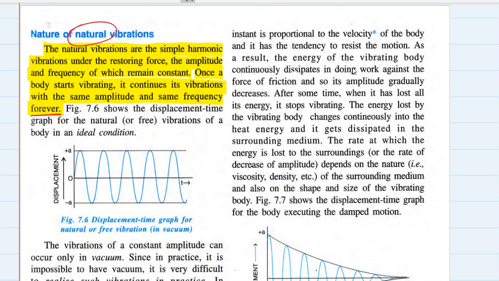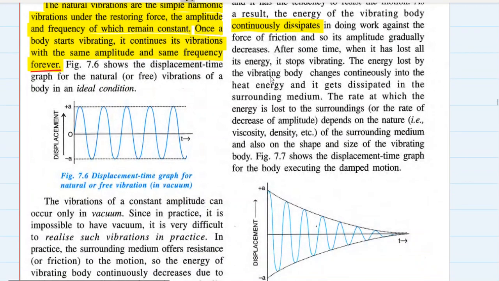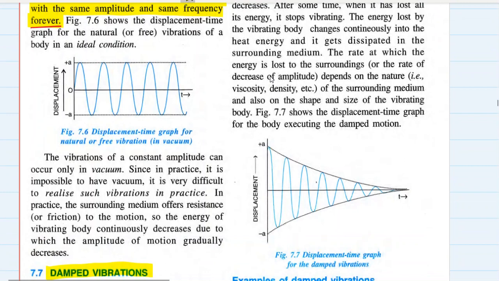As a result, the energy of the vibrating body continuously dissipates, that is, it is degraded, given out in doing work against the force of friction, so its amplitude is gradually decreased. After some time, when it has lost all the energy, it stops vibrating. The energy lost by the vibrating body changes continuously into heat energy and gets dissipated in the surrounding medium. The rate at which energy is lost to the surrounding, or the rate of decrease of amplitude, depends on the nature, that is viscosity and density, of the surrounding medium.